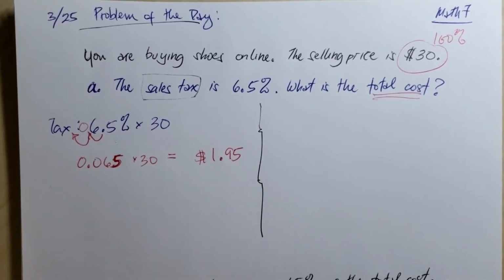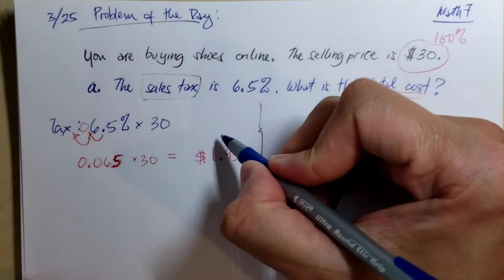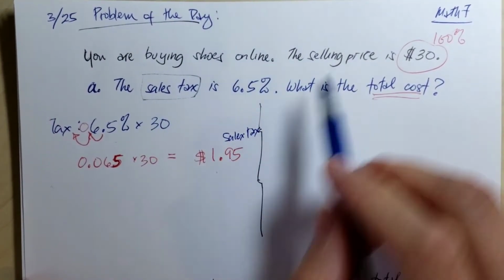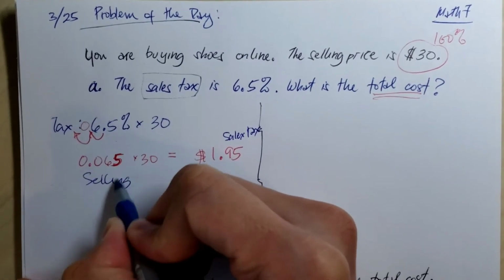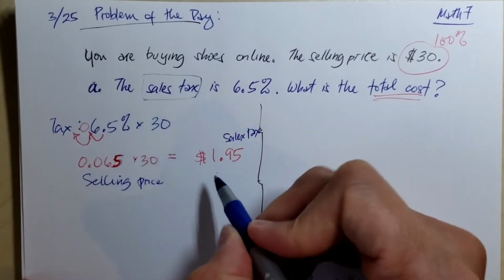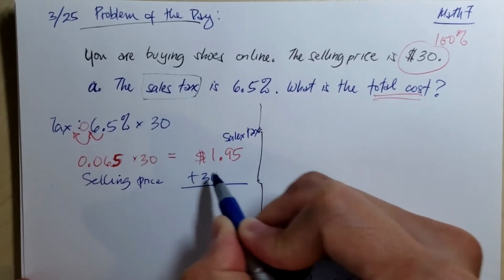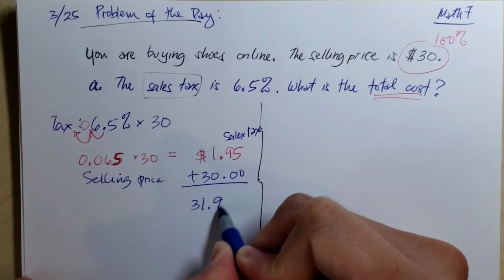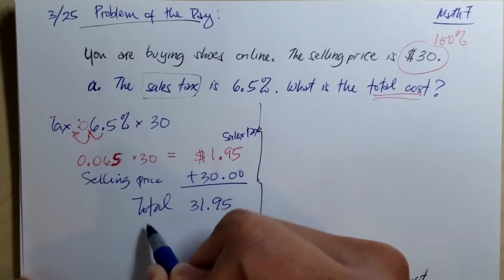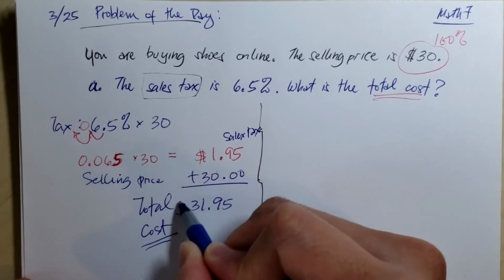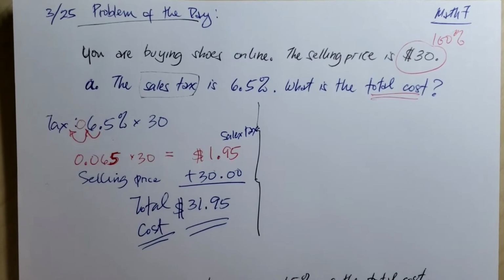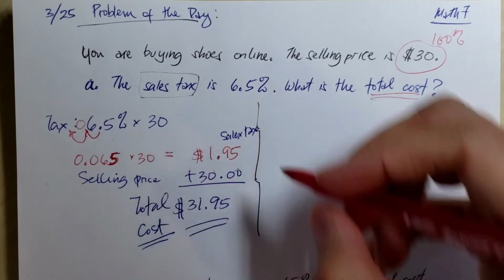Now, what do we do with this tax? So this is our sales tax. We're going to add this to the selling price. So the selling price is $30. If you add that up, make sure you line up your decimal. So 31.95 is your total cost. All right. So when you pay for the shoes, you're going to pay not $30, but $31.95.